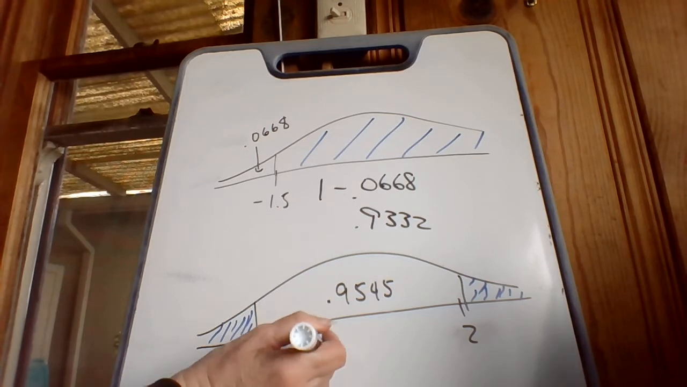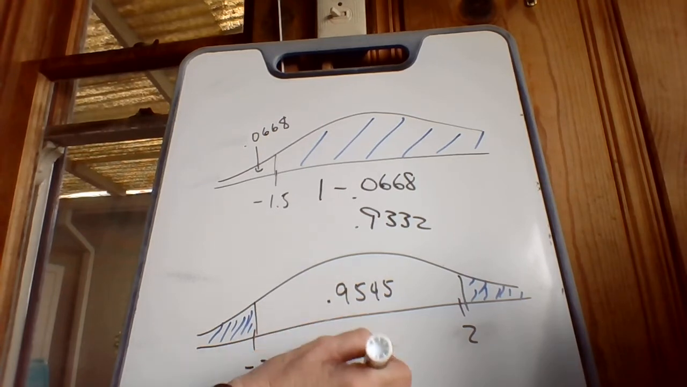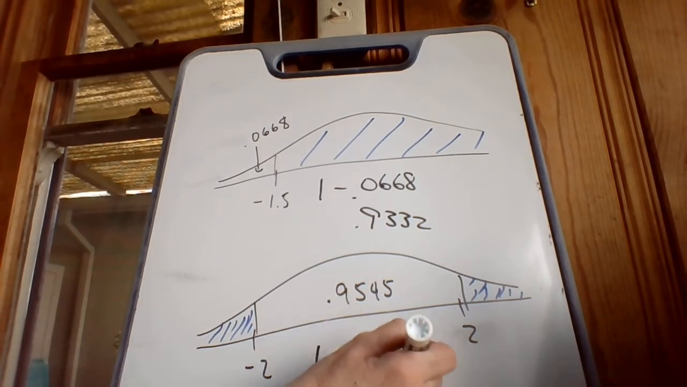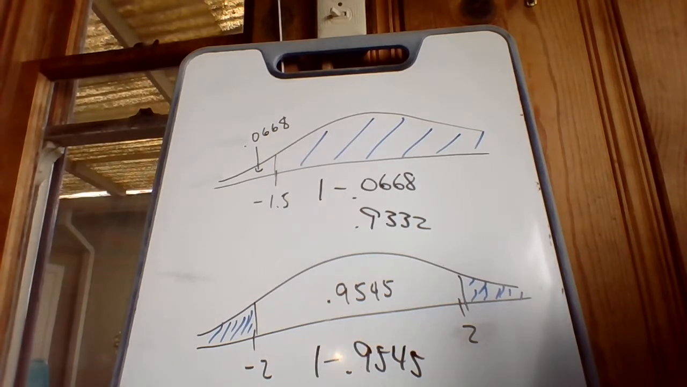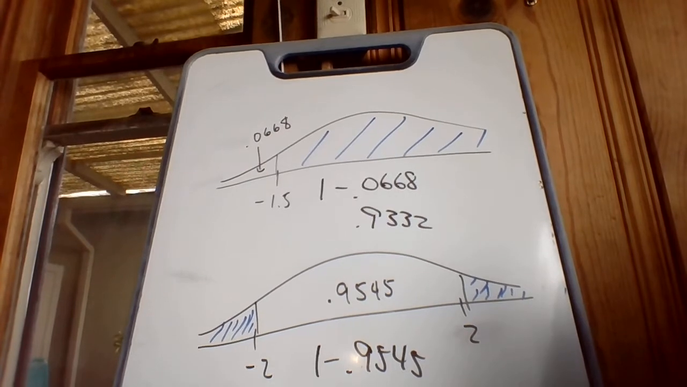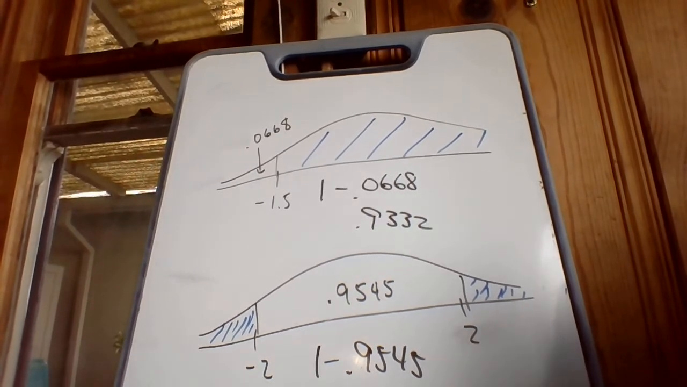Okay, so if I subtract off the big stuff, 1 minus 0.9545, 0.0455. Okay, that's good. All right, that answers the question. If it's both of them, what is that? What if it's just one of them?